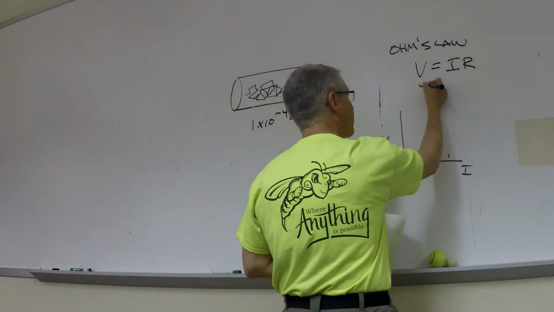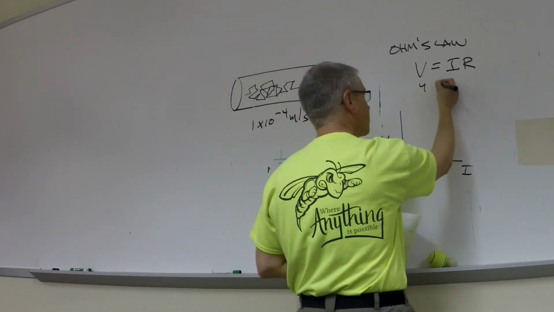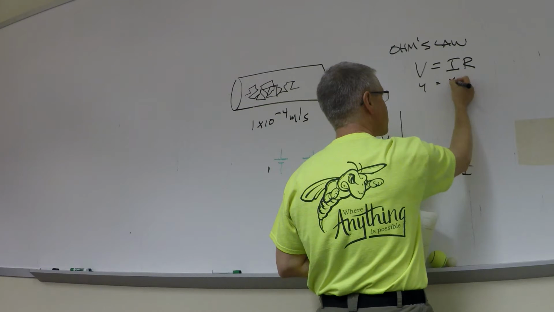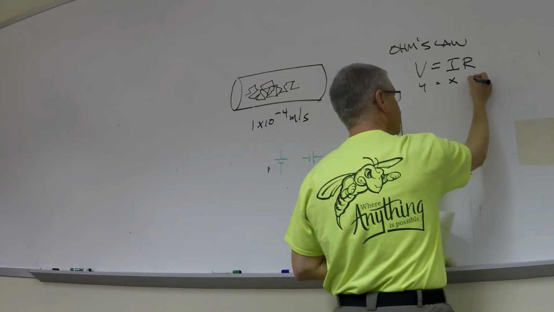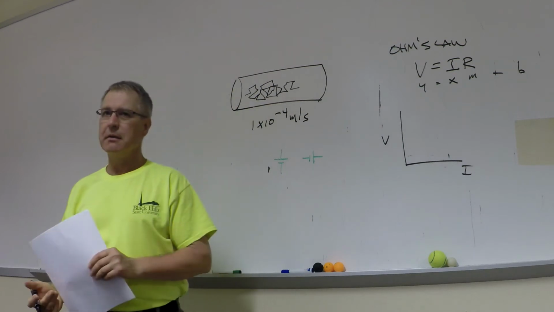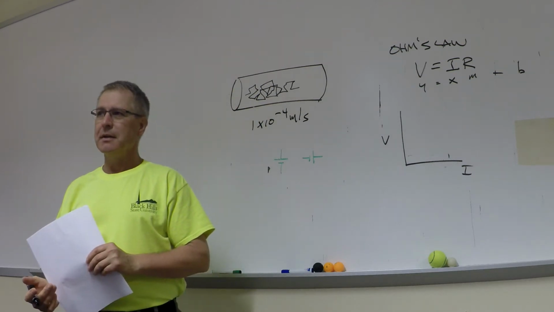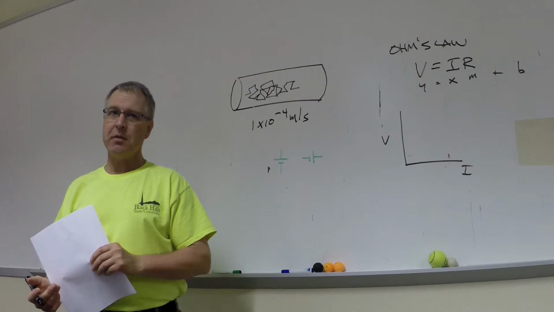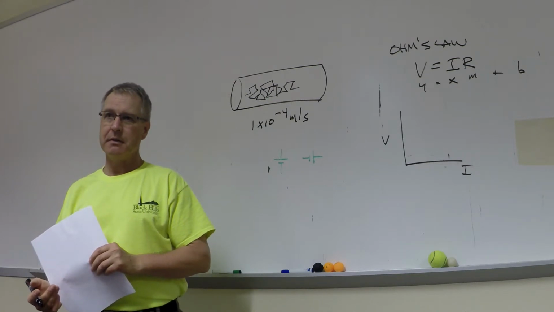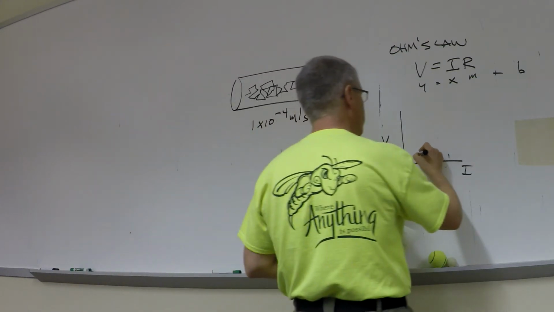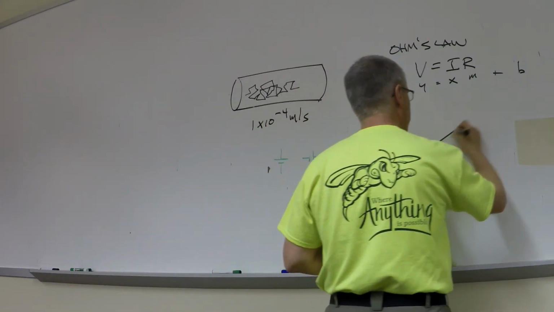I plot this on the y-axis, this on the x-axis. What should that look like? That's a linear equation. What should, if everything's ideal, my y-intercept be? 0. And so let's say I do an experiment and I get this.